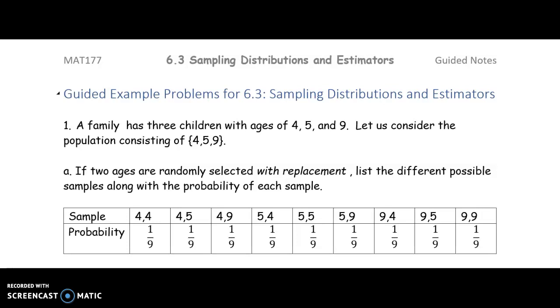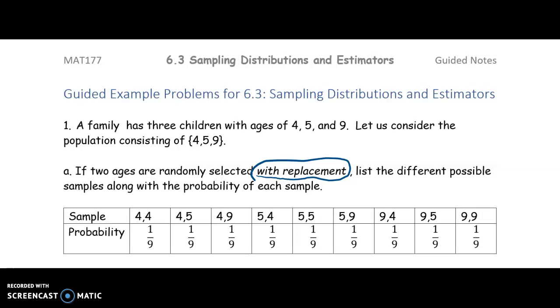Let's consider the population as 4, 5, 9. If 2 ages are randomly selected with replacement, we want to list the possible different samples along with the probability of each sample. Because it's with replacement, we could put the numbers 4, 5, and 9 into a bag, and I'll draw out one number, say it's a 4. I'm going to put that number back in the bag before I draw the second number. So on my second draw, I could still draw a 4 or a 5 or a 9.